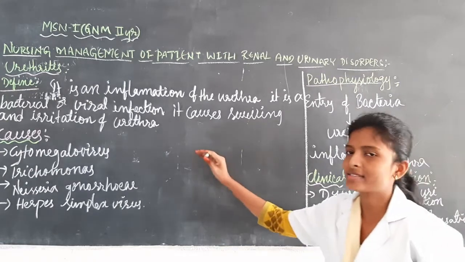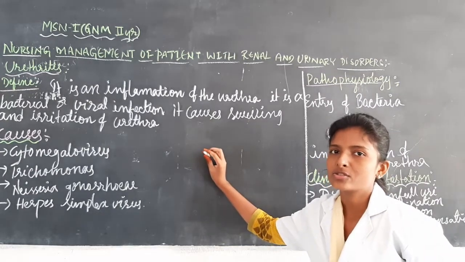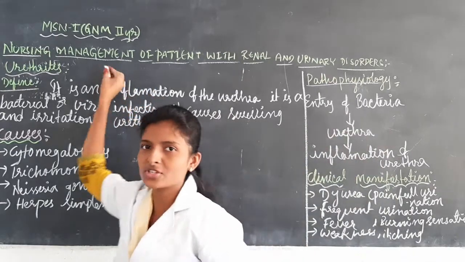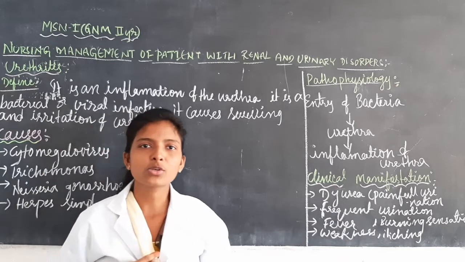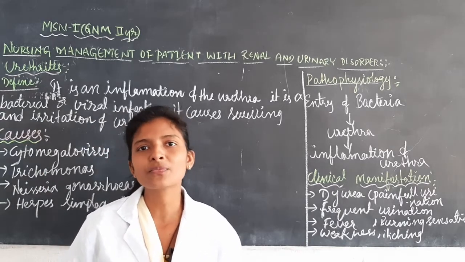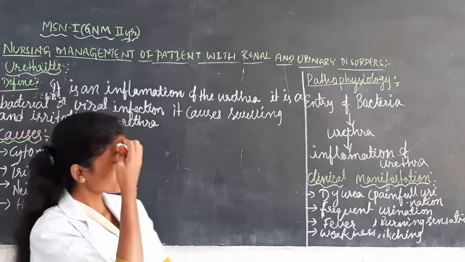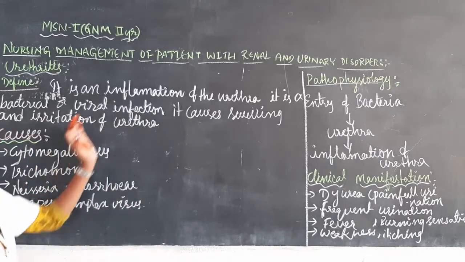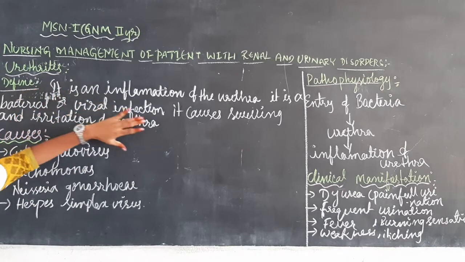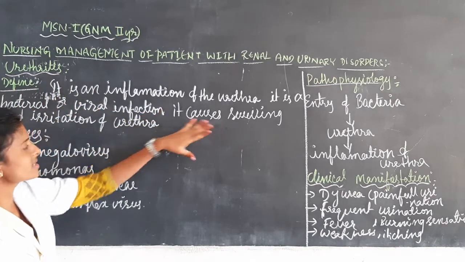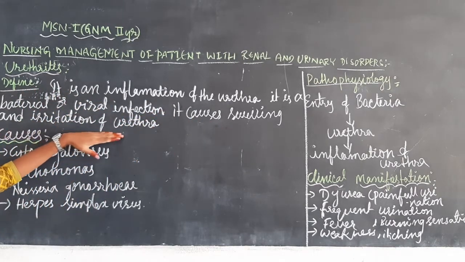So this is the classification of UTI, that is bacterial urethritis. First we will see the definition of urethritis. It is an inflammation of the urethra, and it is a bacterial or viral infection. It causes swelling and irritation of the urethra.